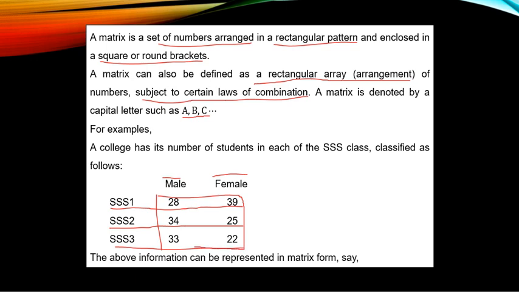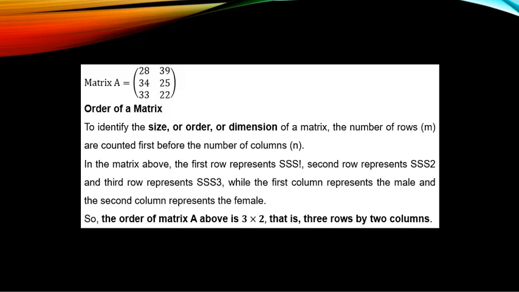Now you can see that if we take the number of students from each of the classes, the arrangement, the pattern, is rectangular, but it's not yet a matrix until it is enclosed in square or round brackets. So the above information can be represented in matrix form. Say matrix A equals, so you can see there, 28, 39 for SS1, 34, 25 for SS2, 33, 22 for SS3. So the name of the matrix is A. A can be the school in question. That is about that.